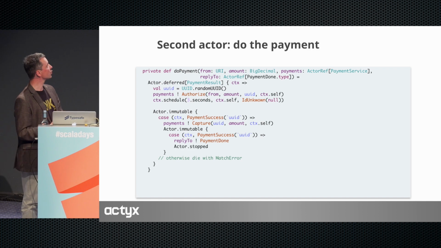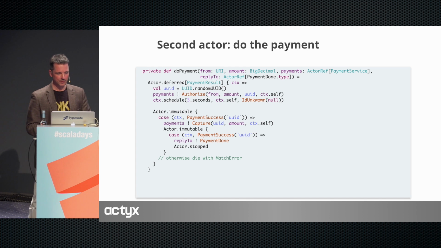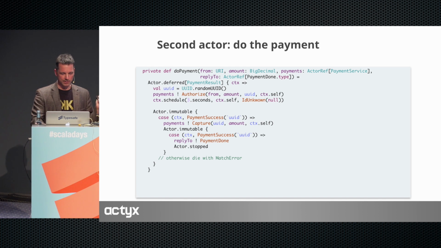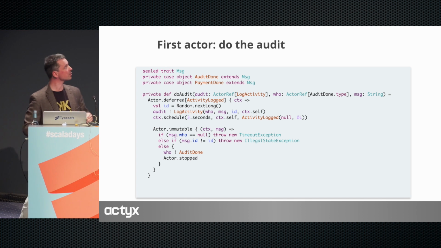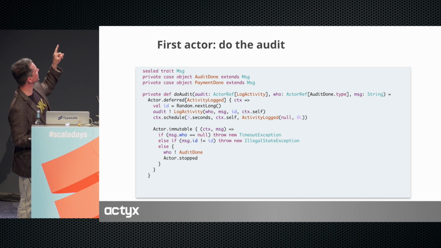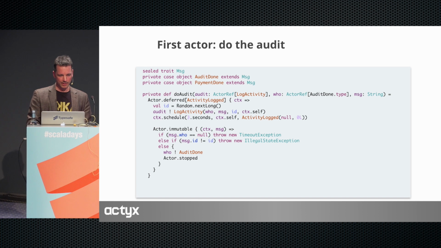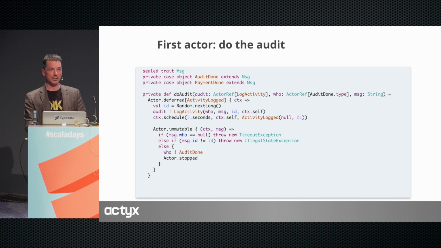Second actor, do the payment. Something I forgot to explain on the other slide. Yeah, maybe I do it. No. This one will just crash if something unexpected happens, explicitly with an illegal state exception, so that the parent knows that it has not terminated successfully. We'll look at how that looks.